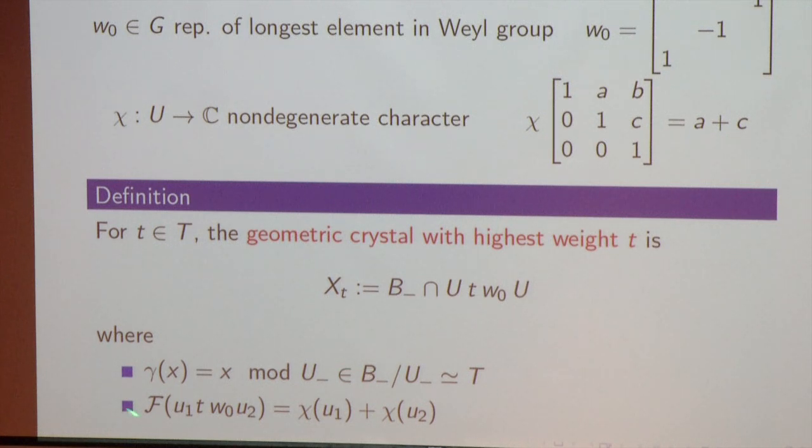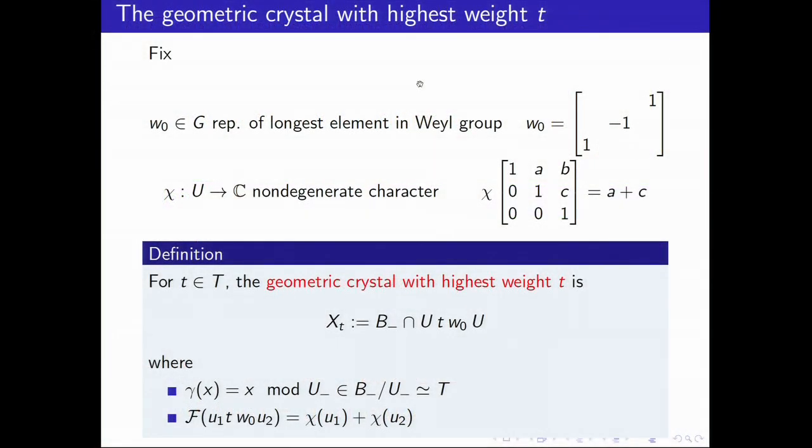And then there's a rational function on this set. It's defined by taking your lower triangular matrix and factorizing it in this weird way. You see U1 and U2 here, and you apply the chosen non-degenerate character to both of these things and add the answer. So that's some function on X_T.